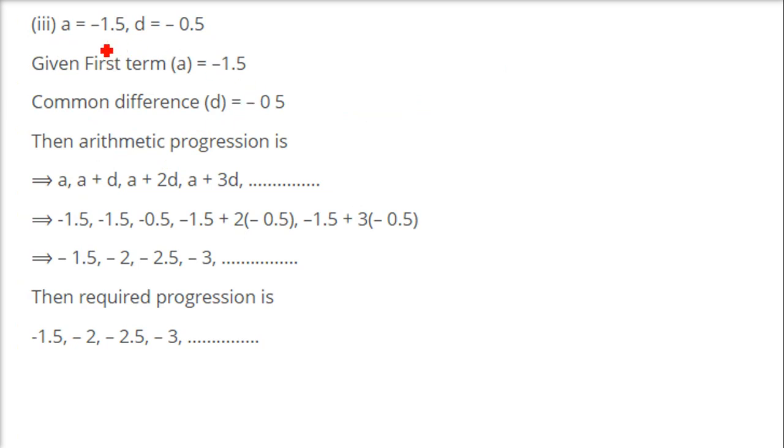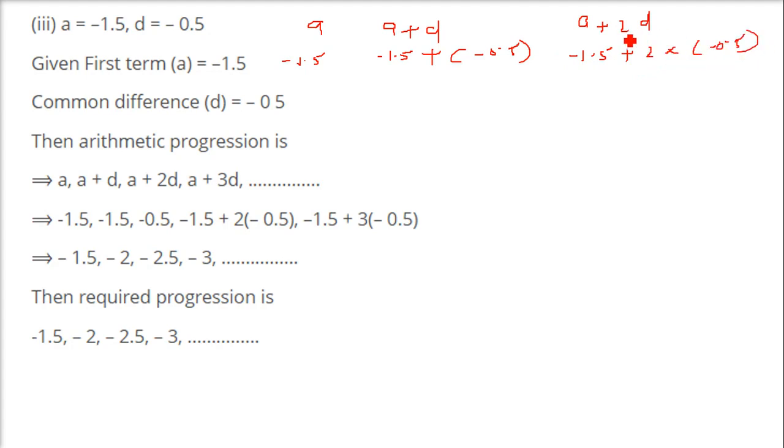Let us take the last one. Here A is minus 1.5. So first is A. Then we have to find out the series. So it will be A plus D. A is minus 1.5. A plus D is minus 1.5 plus D, which is minus 0.5. A plus 2D is what? Minus 1.5 plus 2 into minus 0.5. Likewise, A plus 2D, A plus 3D, A plus 5D, any number of elements you can write of this series.